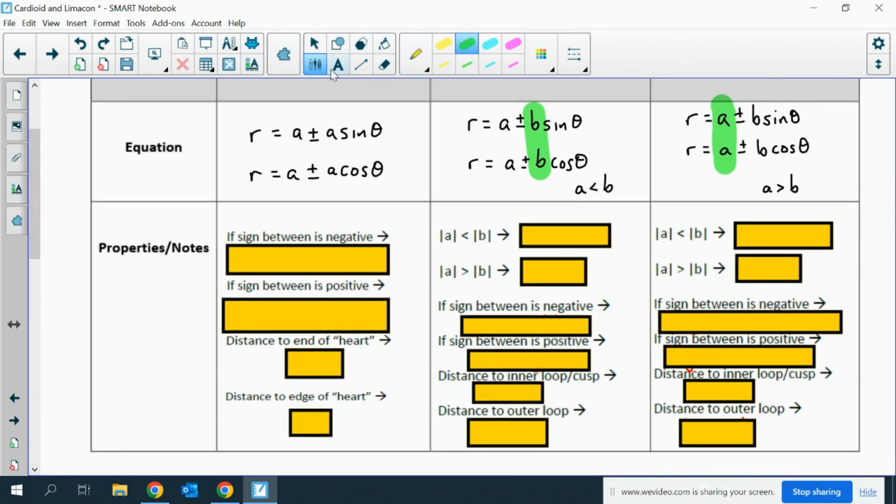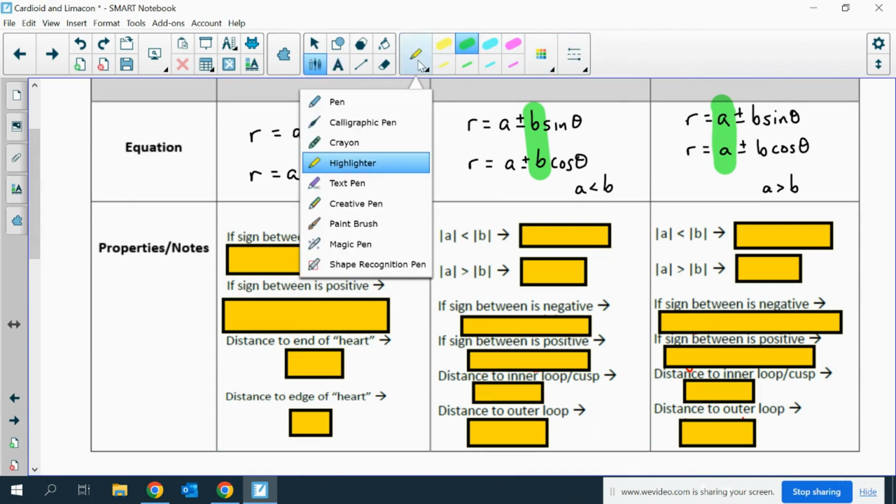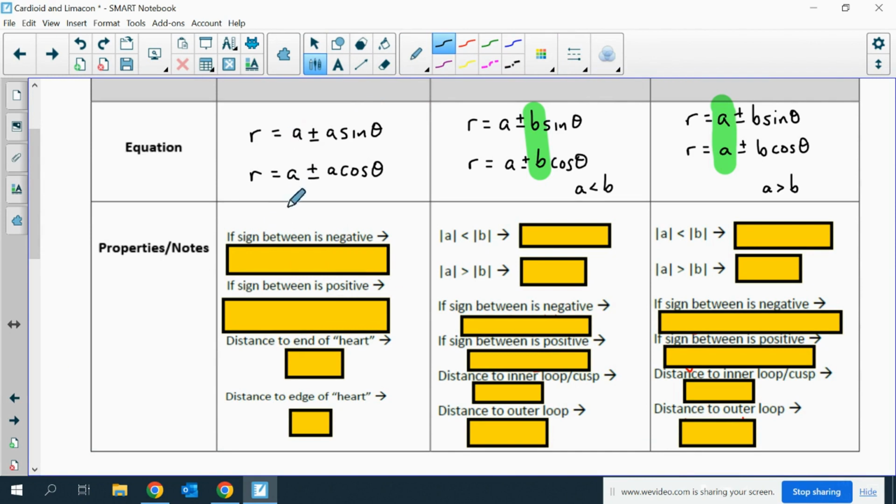One more thing to keep in mind is that all of these things had period 2 pi. So that may be something that you want to recognize. That'll come in handy later when we start learning some more things.